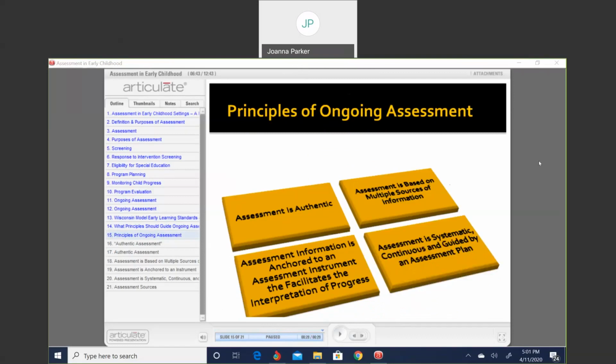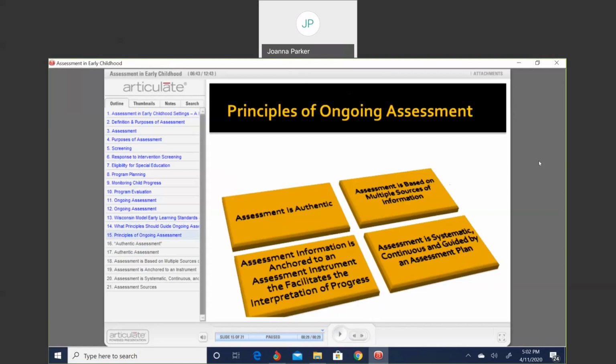So I'm going to pause again to talk about what this means, right? So we've watched the video as part of the discussion around authentic assessment, where they talked about that assessment is useful, that it happens in places where children spend time, that it happens with people that they know, that the data is useful, all of those things. And so that's really what we're talking about with assessment being authentic. That you're using multiple sources of information.